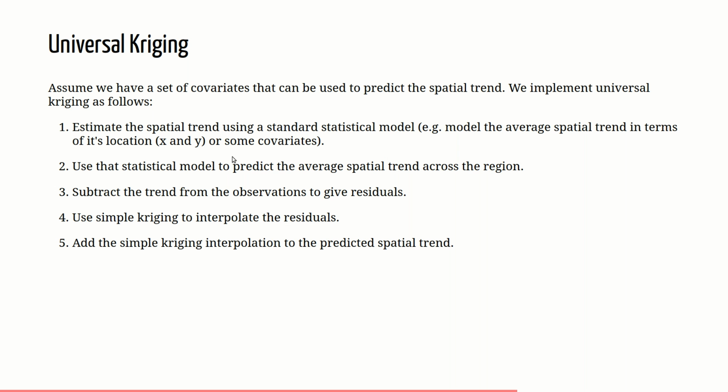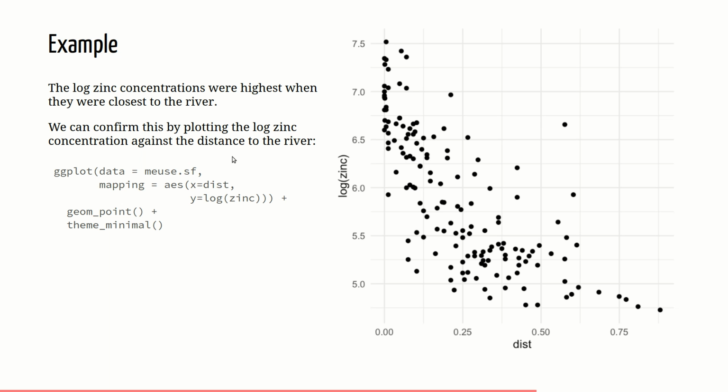We then say, okay, we've taken care of the spatial trend, so now we'll subtract the spatial trend away from our observations to give our residuals, to give our leftovers, because the trend will be an average, so it won't be capturing everything in our observed values. It'll just be capturing sort of the average in that spatial location. So it'll be a bit out, right? And so we'll have some leftover information in the residuals. We then use simple kriging on the residuals, and then the simple kriged surface from the residuals and the statistical model prediction are then added back together to give the predicted spatial trend. Okay, so let's see an example of how we do that.